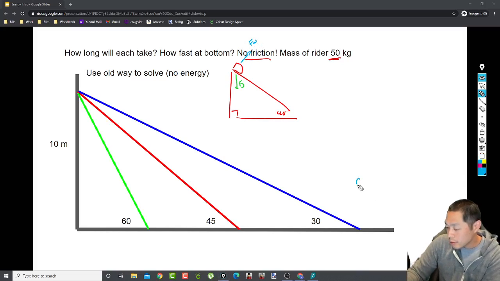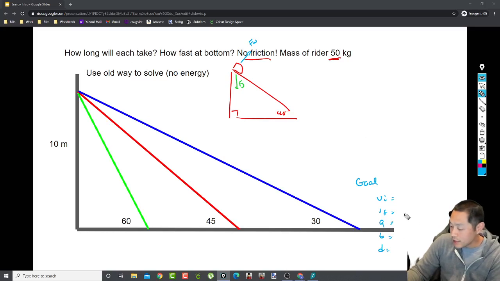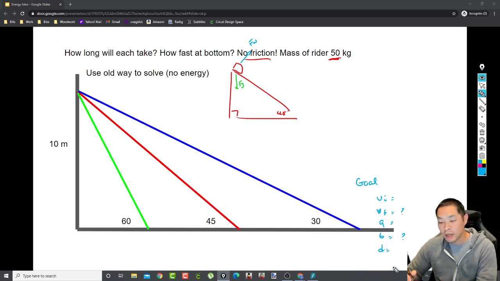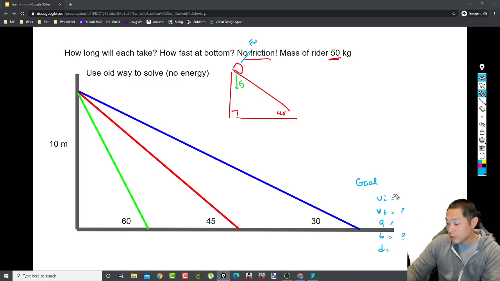Our goal is to answer these questions all the way back to our second unit. We want to have values to answer this because our goal is to find how long it will take, which is this one, time, and how fast at the bottom, which is velocity. So those are the 2 entities I want to solve. I know for this ride, I start off with initial velocity of 0, but I don't know what the acceleration is and I don't know what the distance is, but we could figure it out based on what I gave you, which are angles and height.